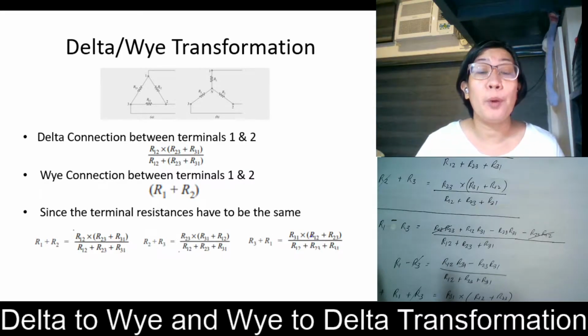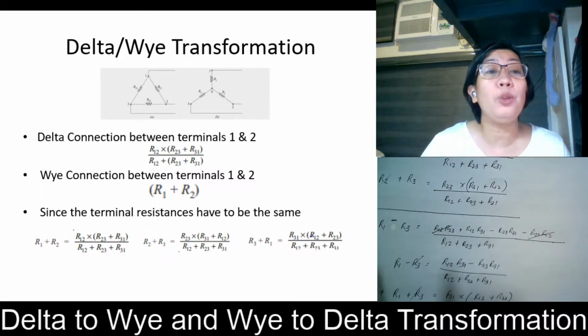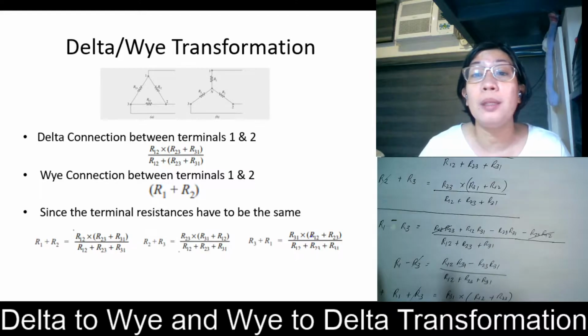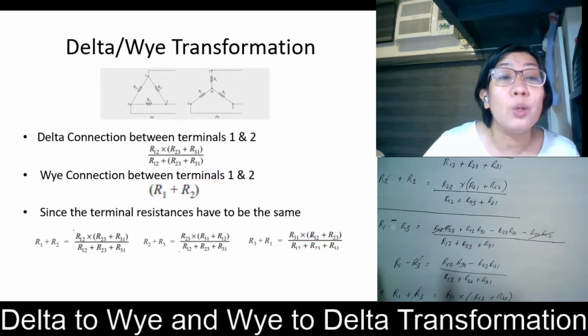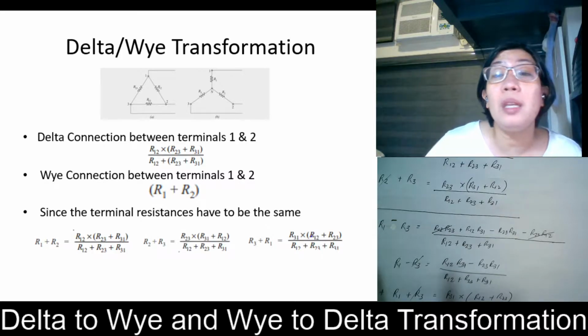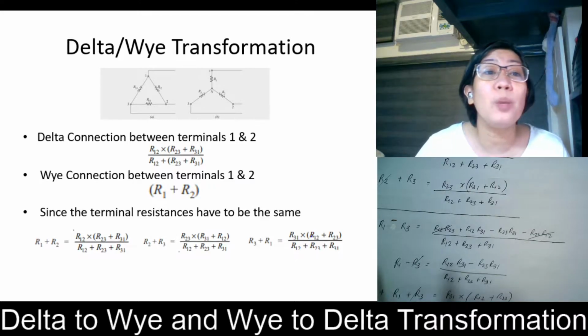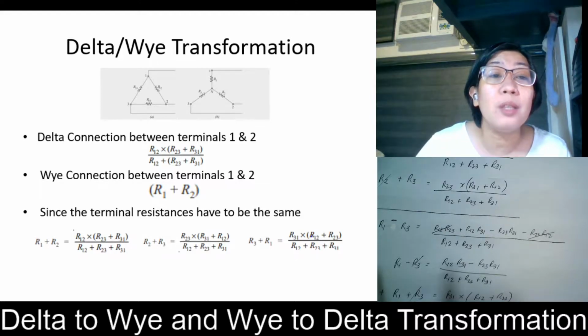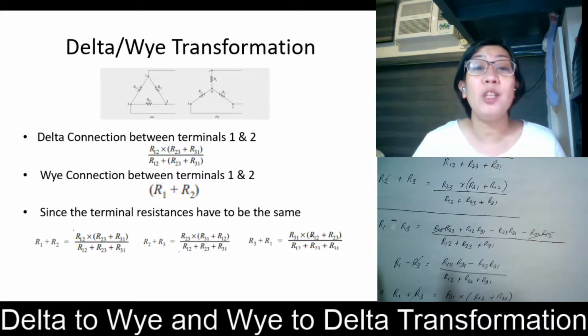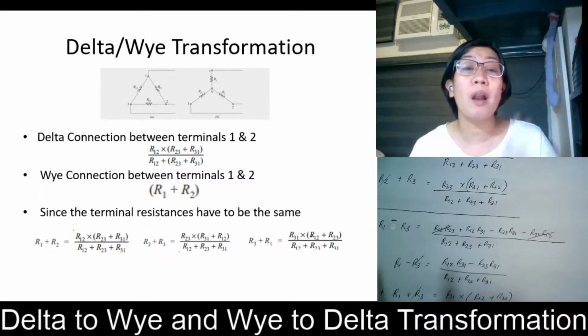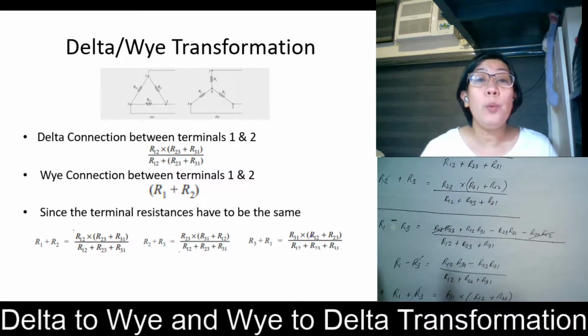on the same portion, for example between terminals 2 and 3. So where are terminals 2 and 3? This is your terminals 2 and 3. Here R23 is in parallel with the series combination of R31 and R12. That is simply R2 plus R3, and so on. The same is true between terminals 1 and 3. Then we have here our three equations.